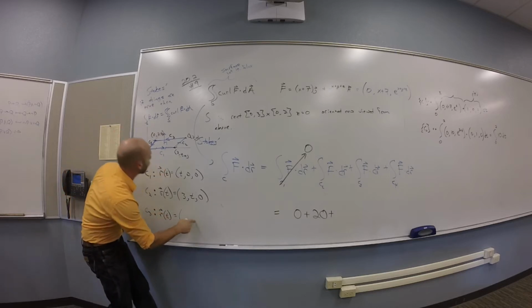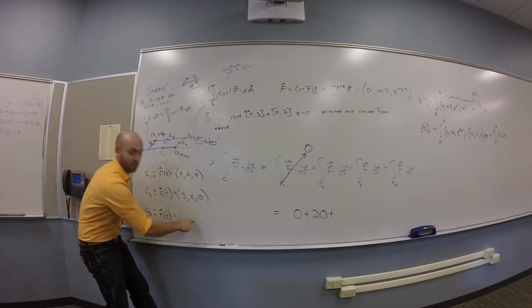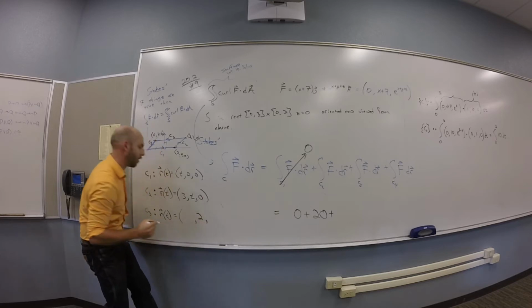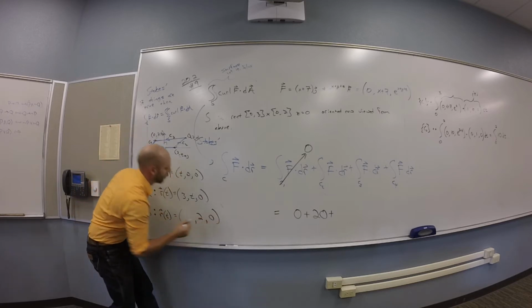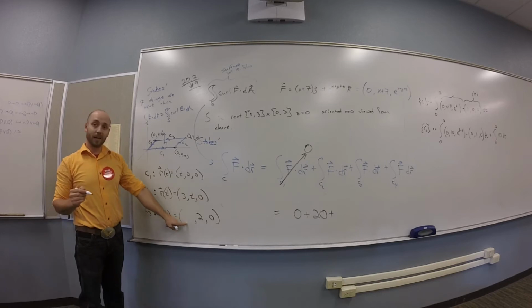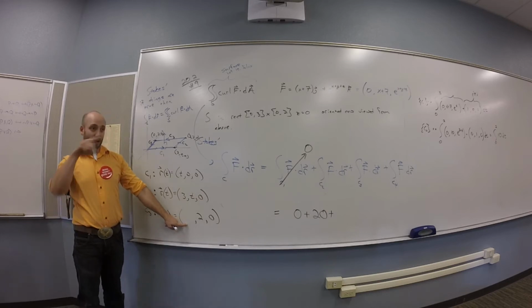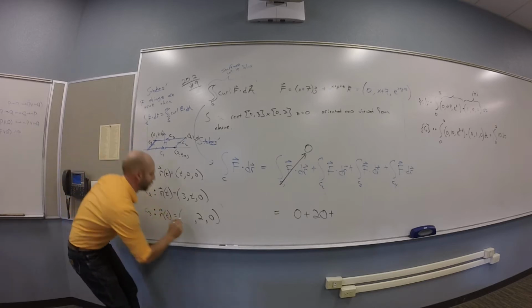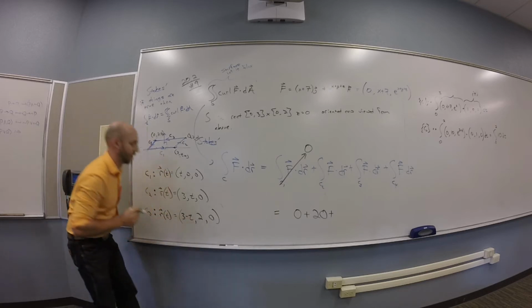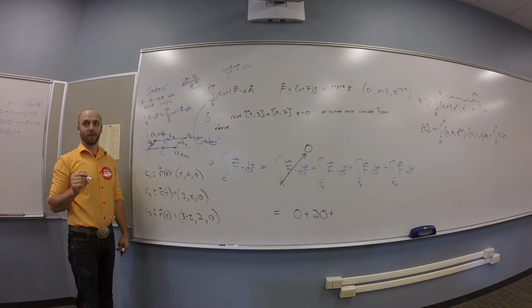Okay, so the y coordinate was what the whole time? 2. And the z coordinate was? 0. And then this guy started at 3 and then went to 0, right? So you want 3 minus t there. You guys see that? And then you can go 0 to 3 on the bounds? Yep, and then the bounds will go from 0 to 3.